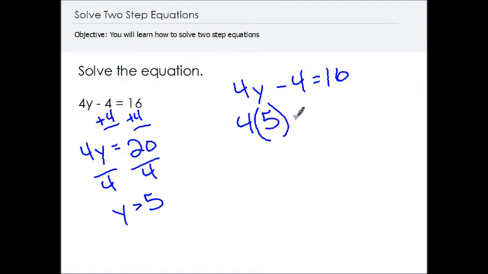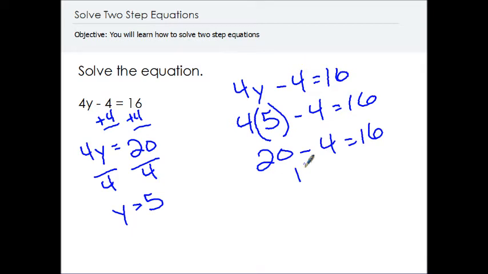So that means 4 times 5 minus 4 equals 16. 4 times 5 is 20. 20 minus 4 is 16. So 16 equals 16, and we know we got that question correct.